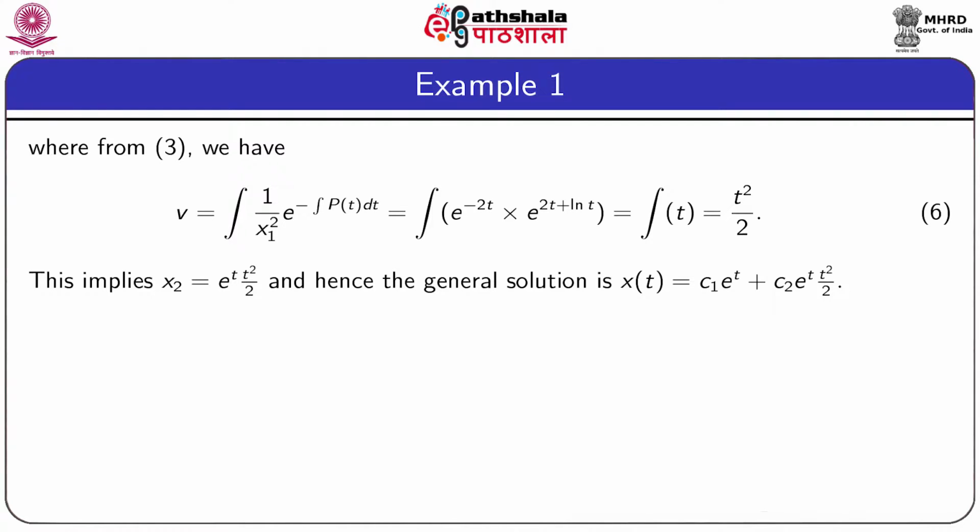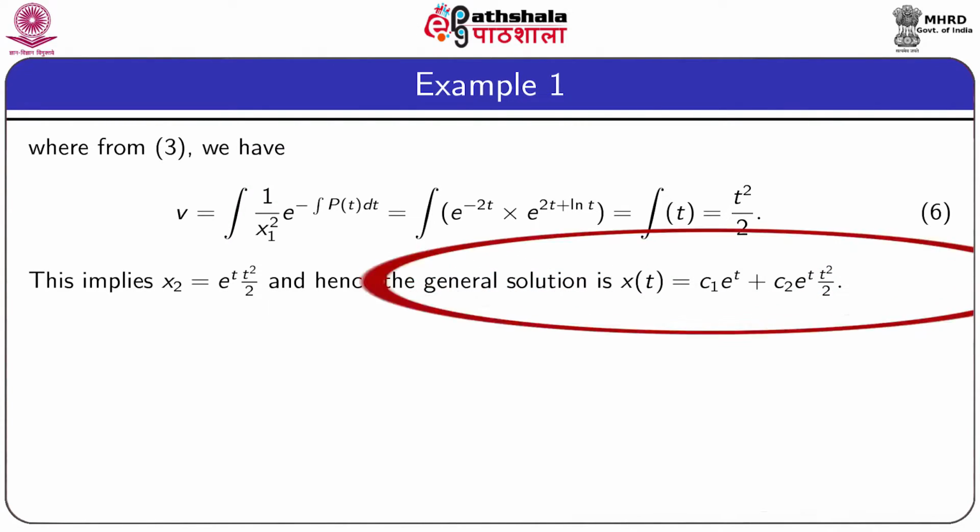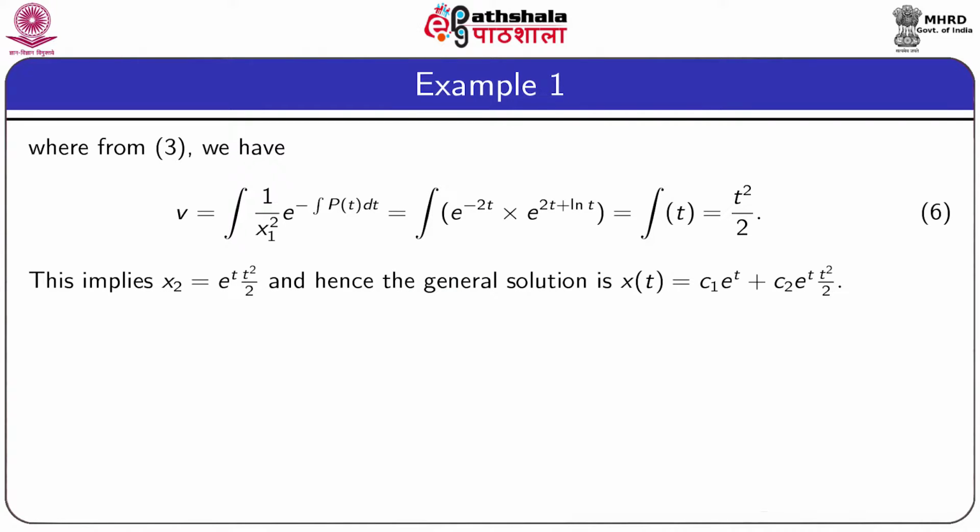And this implies that x2 is equal to e to the power t multiplied by t square by 2, and hence our general solution is xt is equal to c1 e to the power t plus c2 e to the power t into t square by 2, where c1 and c2 are arbitrary constants.